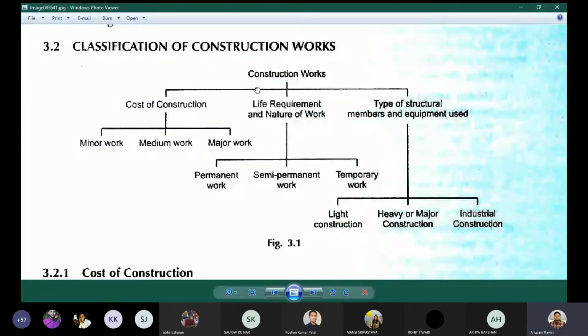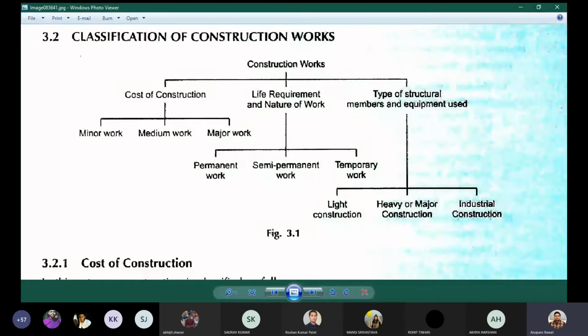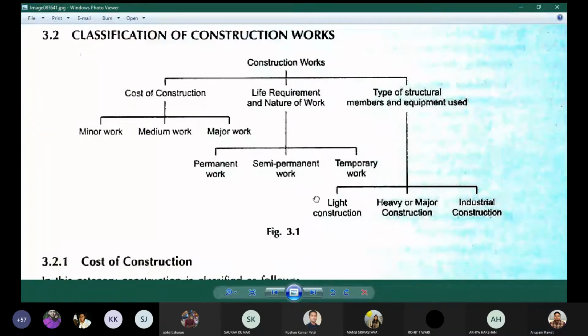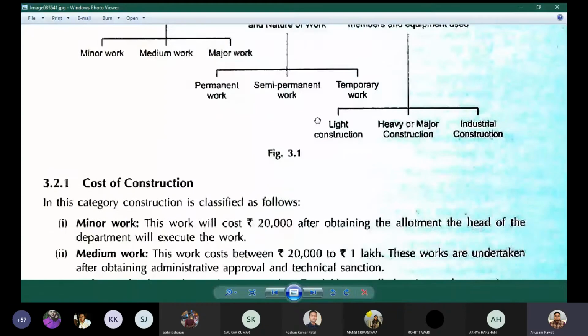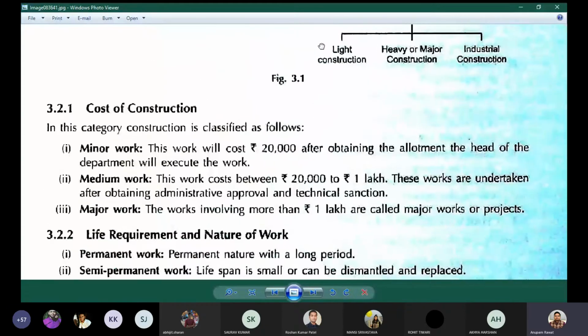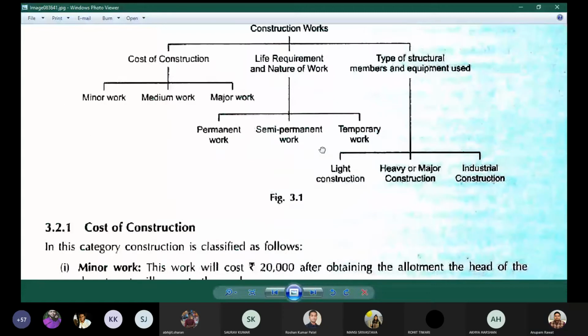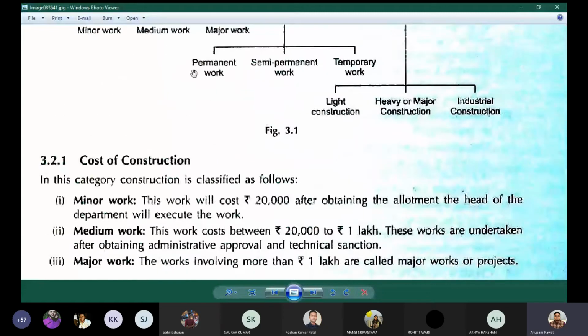Now, if we have to classify construction work, it is classified by cost of construction, life requirement and nature of work, type of structural member and equipment used. Cost of construction gives minor, medium and major work. Life requirement and nature of work gives permanent, semi-permanent and temporary work. Type of structures gives light, heavy and industrial construction. We will see these classifications of the cost of construction shortly.